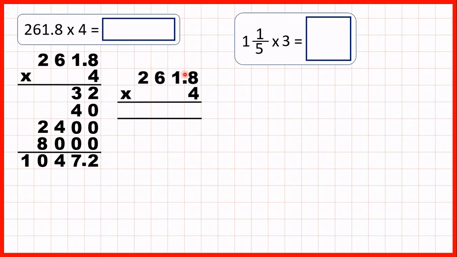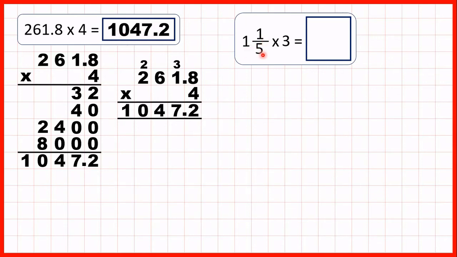We could also use short multiplication here. Again, we just need to remember that if there's 1 decimal place in the question, there will be 1 decimal place in the answer, so we copy down the decimal point. 8 times 4 is 32, so 3, 2. 1 times 4 is 4, plus 3 is 7. 6 times 4 is 24, so 2, 4. And 2 times 4 is 8, plus 2 is 10. So our answer is 1047.2.